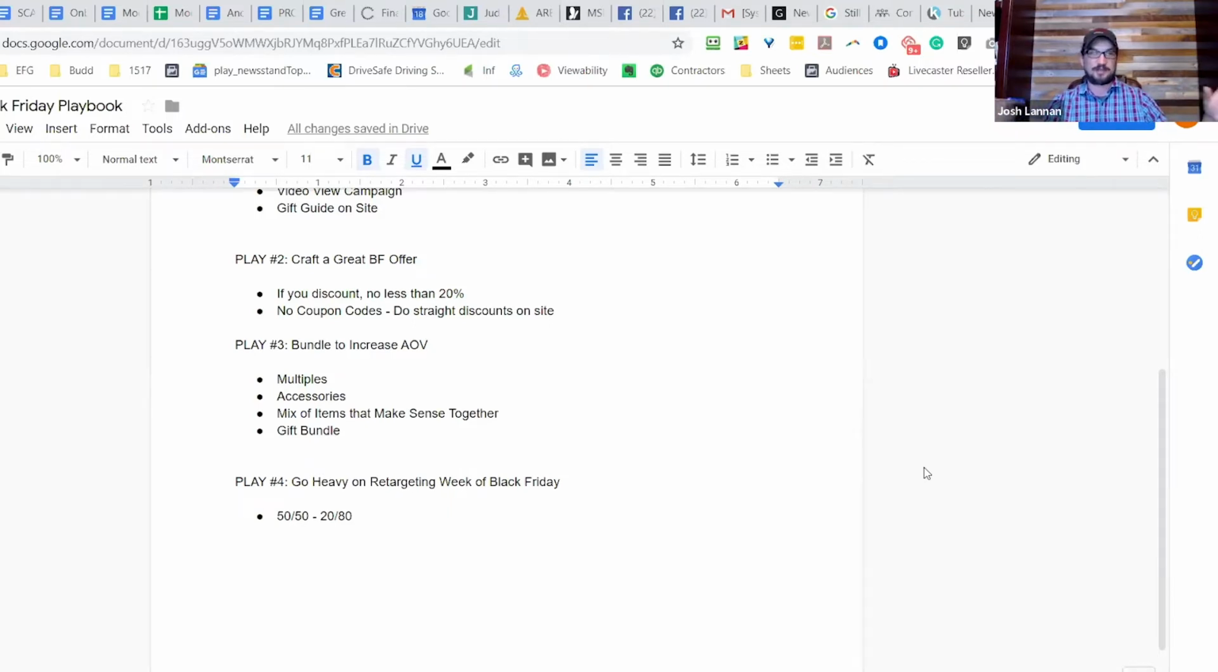We've discussed going anywhere from 50-50 to 20-80, meaning cold to warm traffic, depending on what the offer is, what the business is, how big of buckets we already have, how advanced the pixel is. And so this is just keeping it super simple, some quick 1, 2, 3, 4 plays that we're considering as we go into Black Friday.